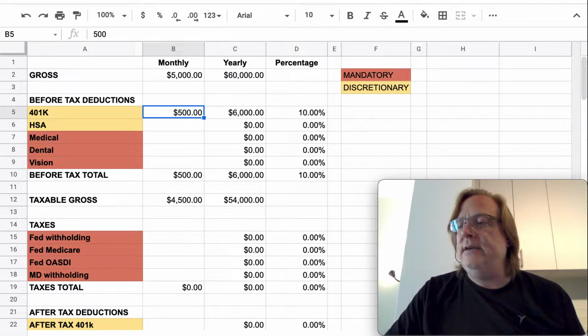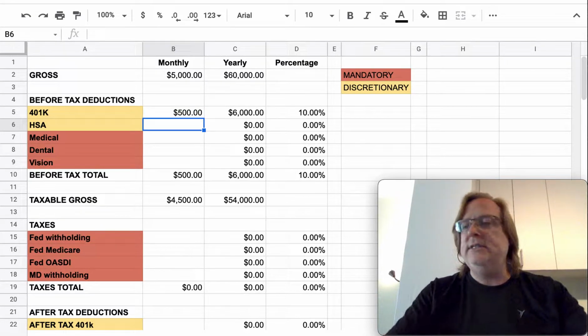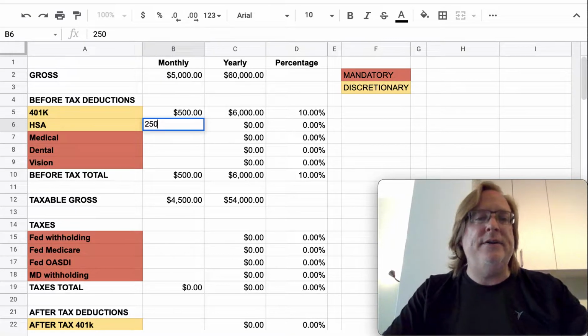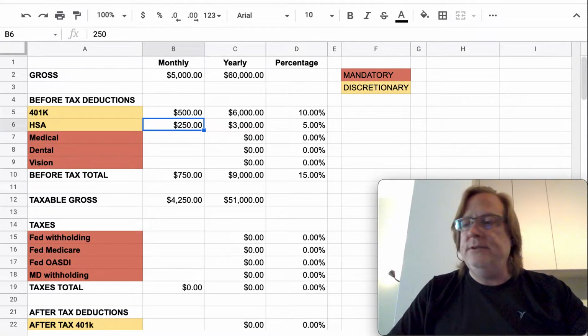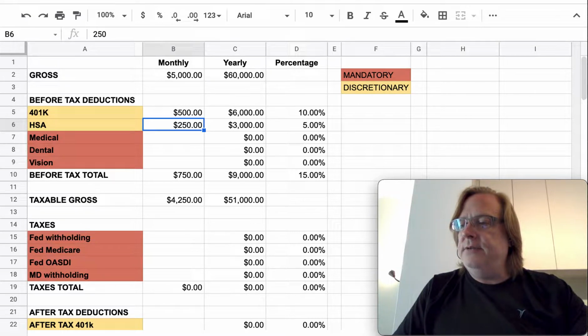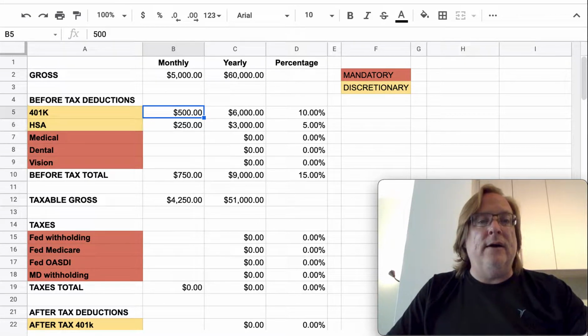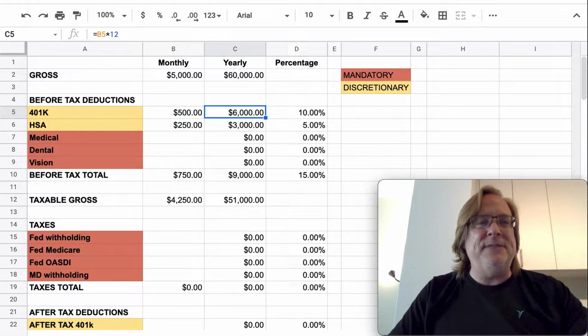Okay, and then let's say that you have high deductible health insurance and you have access to an HSA and you're maximizing that contribution, 250. And then, right, sorry, I'm going to show you each field. So there's nothing too mysterious going on.